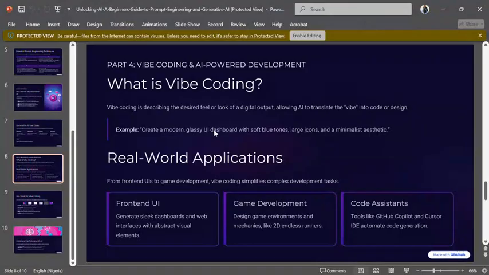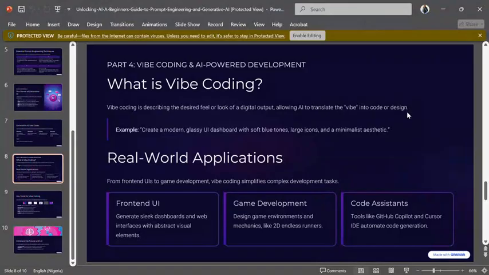Vibe coding is describing the desired feel or look of a digital output, allowing AI to translate the vibe into code or design. So this was what I was explaining before. You want to design an app. You don't have programming knowledge, but the AI has a library of programming knowledge and programming languages in its database. It uses that knowledge to develop the app for you. So that's what it says.